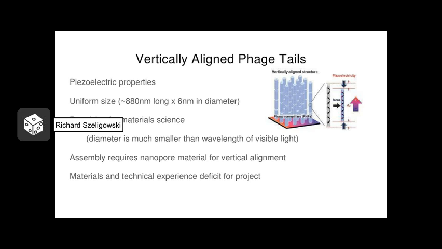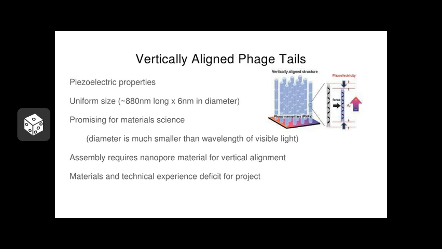Some of the existing methods that we found were vertically aligned phage tails. Basically, these researchers would produce these tails. They would process them in a way that would align them vertically, and they would end up being piezoelectric, which means that mechanical stress would induce a current. This was pretty cool. They would be able to do things like implant these in pacemakers and have the beating of the heart actually recharge the pacemaker.